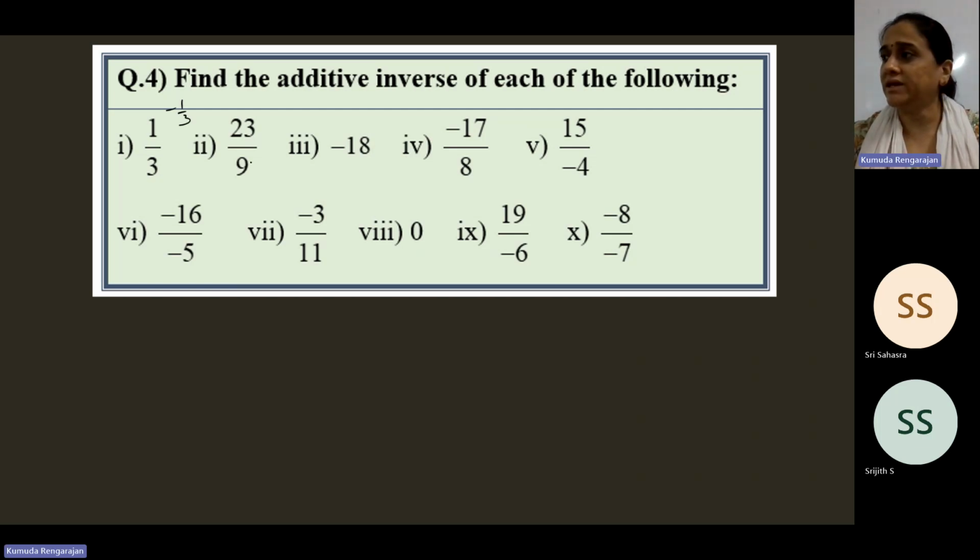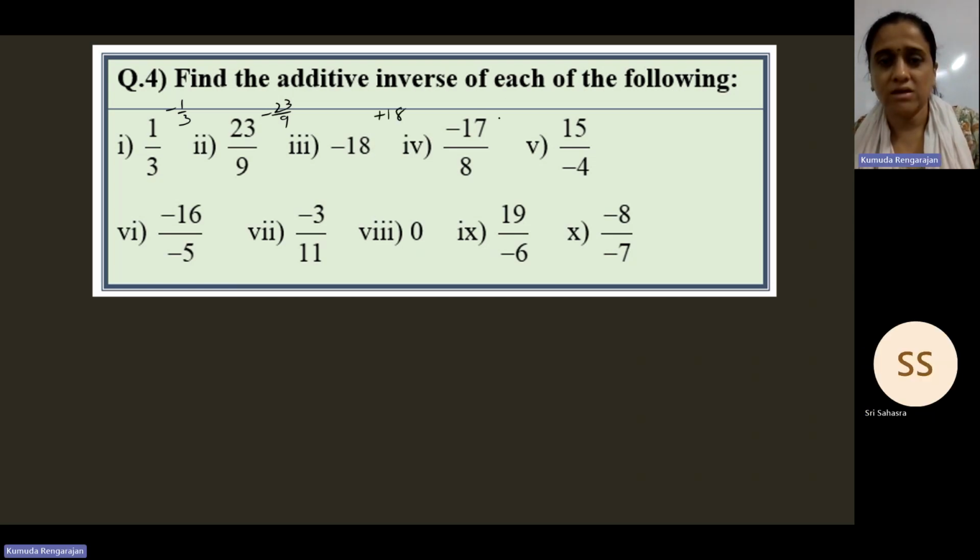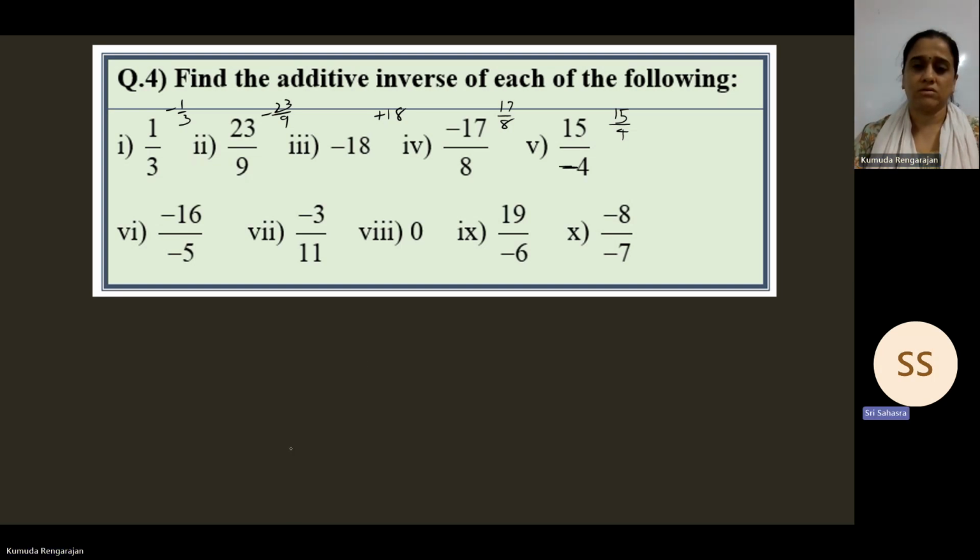Plus 23 by 9, minus 23 by 9. Minus 18, the answer is plus 18. 17 by 8. Minus 15 by 8? No, it's minus already here, so plus 15 by 4. Okay. Here minus and minus will get cancelled, so it is 16 by 5. So the negative is minus 16 by 5.